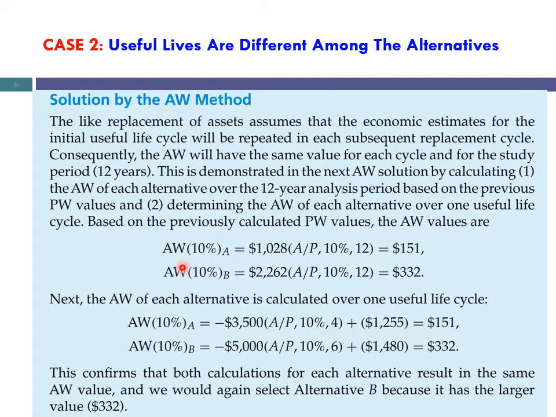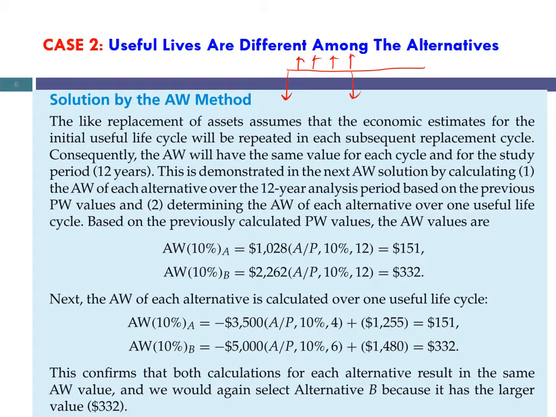How can we find the annual worth? After finding this present worth, you can simply multiply by this factor A given P for 12 years, and you find the annual worth of A as this much and for B as this much. And when you compare them, you see that we still need to select alternative B. But the thing is, initially, before calculating the present worth, we could have used the annual worth method. And let me sketch the cash flow somewhere here. For A, if you remember, we had such a cash flow.